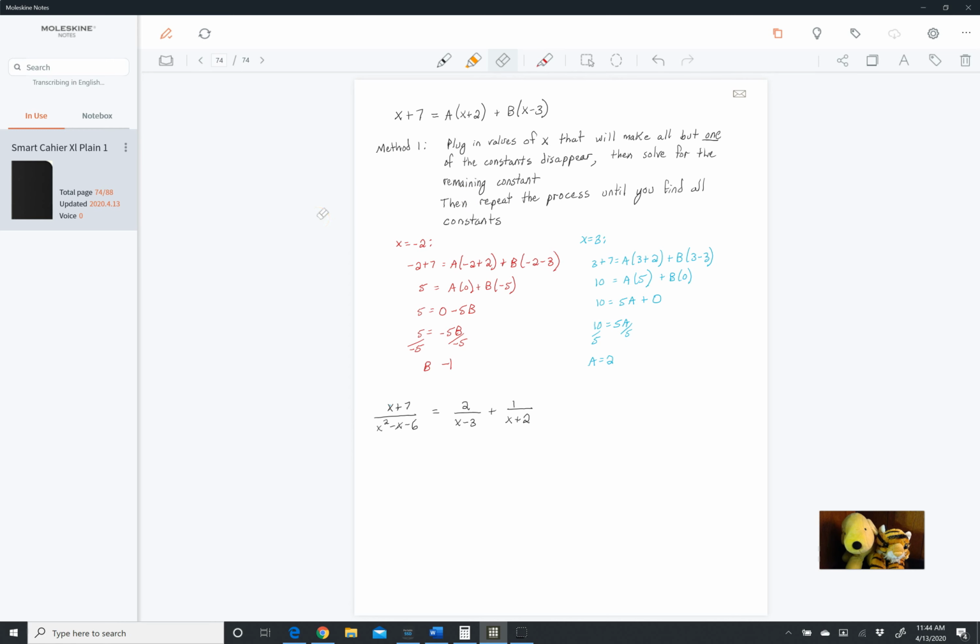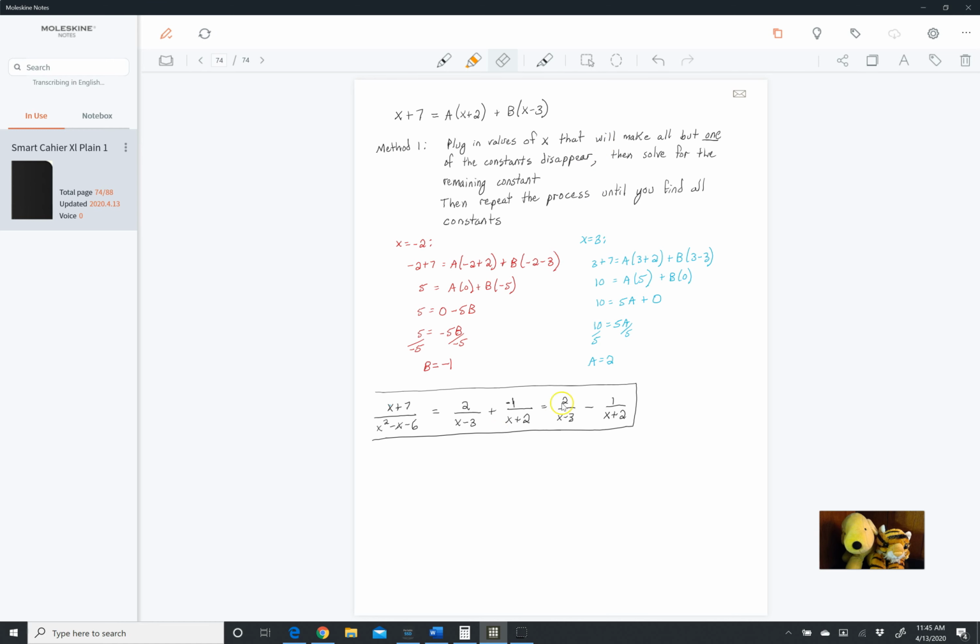B is -1. So in the bottom, we can do one of two things. We can either write this as 2 over x minus 3 plus -1 over x plus 2, or you can just write it as 2 over x minus 3 minus 1 over x plus 2. Either way is fine, you can move the negative in front. So either one of these. I'll box the whole thing so that you know that any of them are fine.